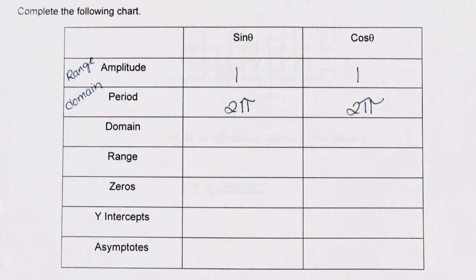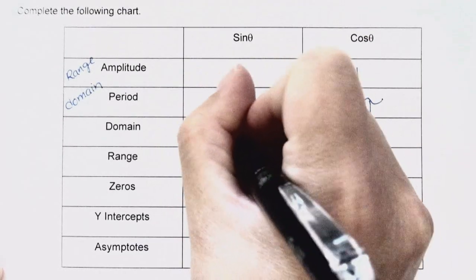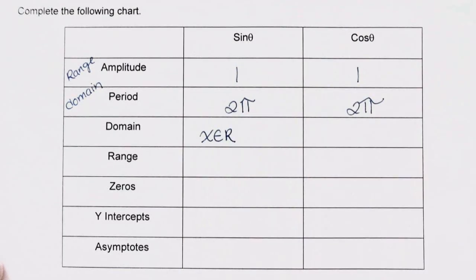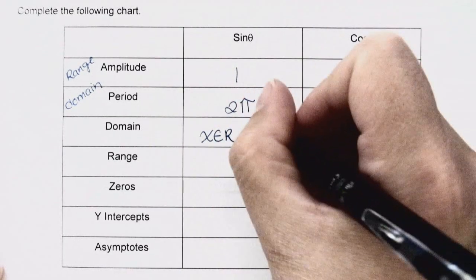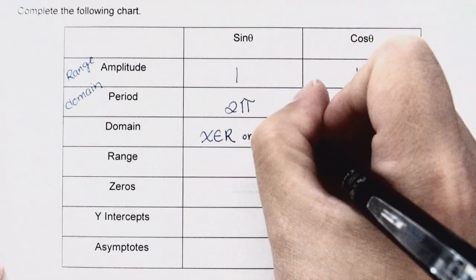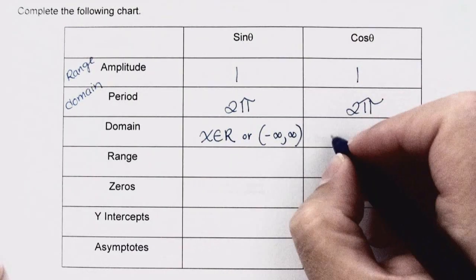What is the domain? Okay, let's say there wasn't a restricted one. What would be the domain if I didn't restrict it? Just all possible numbers. So how would I say that? x is an element of all reals. So we could say it like that. What's another way we could say it? Negative infinity to positive infinity. Yep. And that would be the same for both of them.